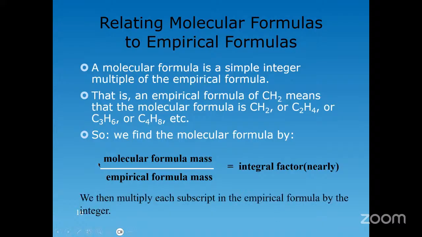Basically, we determine the integer by dividing the molar mass of the compound by the empirical formula mass. The empirical formula mass is simply the sum of the atomic masses of all the elements present in the empirical formula, not the molecule, right? So if you take the molecular formula mass divided by the empirical formula mass, you're going to get an integer. And if you don't get exactly an integer, you're going to get a number close to an integer like 4.99 or something like that, all right? And then once you get that integral factor, you're going to multiply each of the subscripts in the empirical formula by that number, and that will give you the molecular formula, all right?